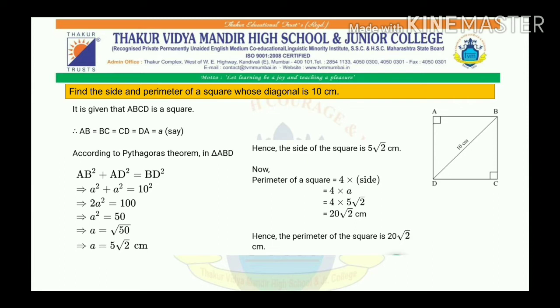So 2a square is equal to 100, a square is equal to 50, a is equal to 5 root 2 centimeter. So each side of the square is now known to you as 5 root 2. Now the perimeter of square is 4 into side, so 4 into 5 root 2, which is 20 root 2. So you can write your answer 20 root 2 centimeter.